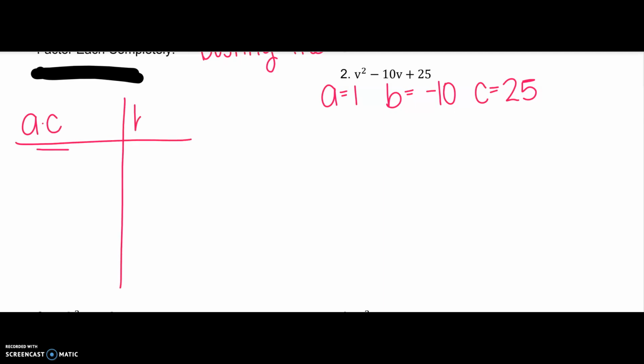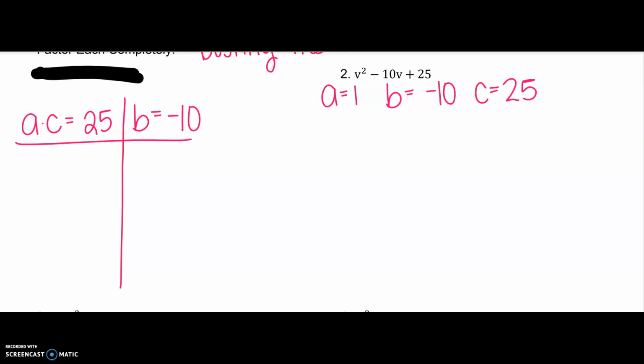Now we're going to continue with number 2. So the first thing that we want to do, just like the previous problem, is identify our a value, which is 1, our b value, which is negative 10, and our c value, which is 25. And we're going to make that same table that we just created for number 1. On the left side of our table, we're going to have A times C. And on the right side of our table, we're going to have our B. In this case, A times C for problem number 2 is going to be 25. And our B value is going to be negative 10.